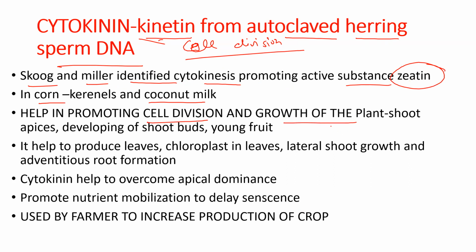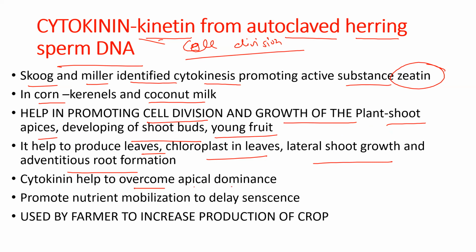We know that for growth, we need more cells, and for making more cells, we need cell division. So you spray the cytokinin, and the shoot apex will grow, with development of shoot buds, young fruit, leaves, chloroplasts in leaves, lateral shoot growth, and adventitious root formation. Basically, it causes growth in the plant.